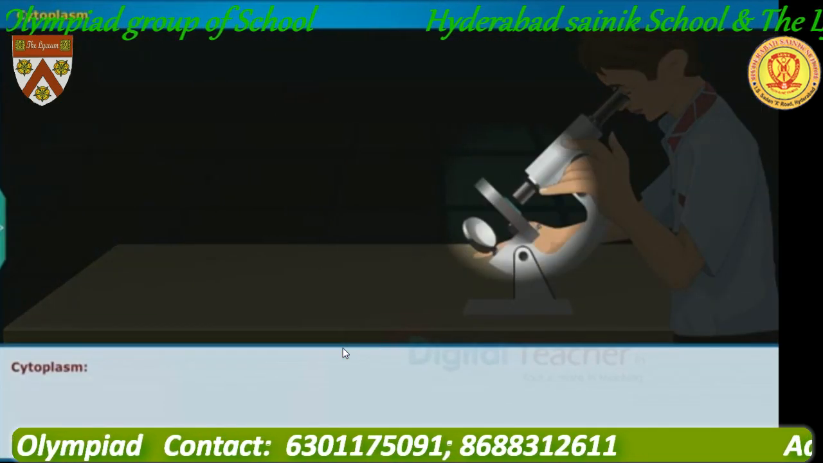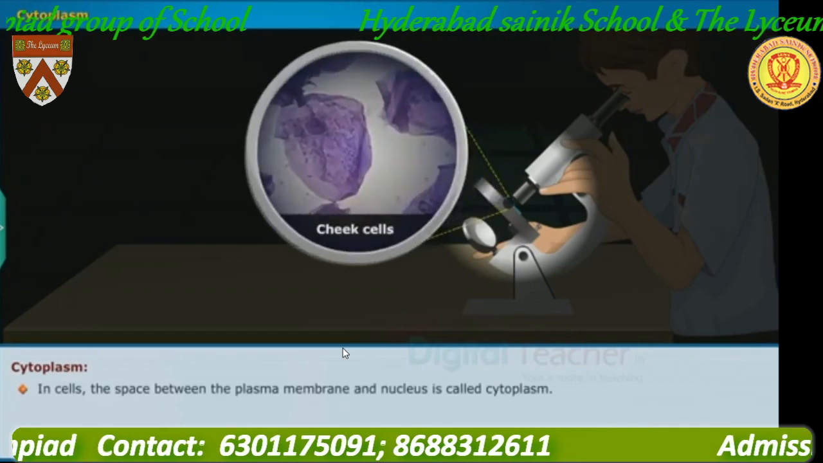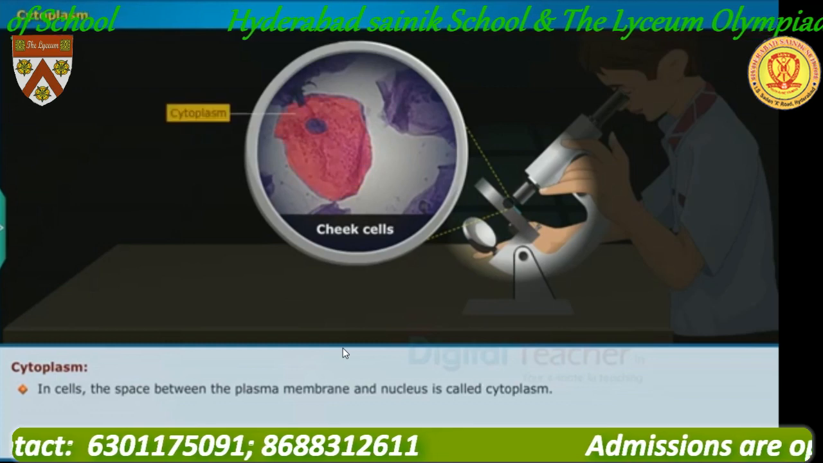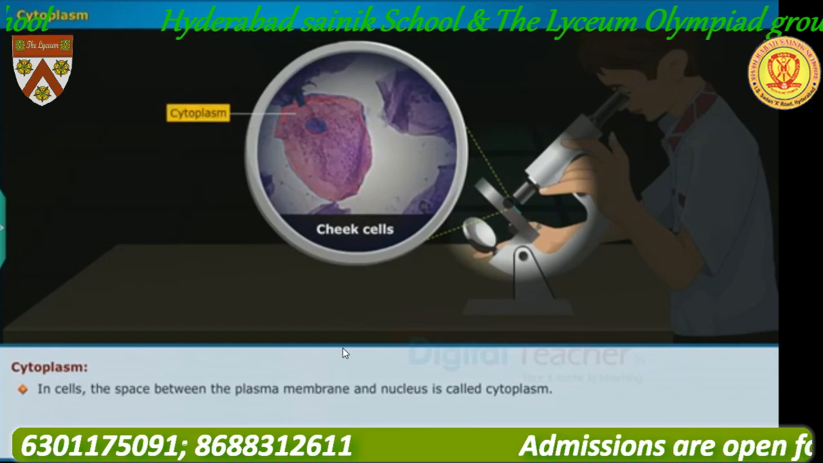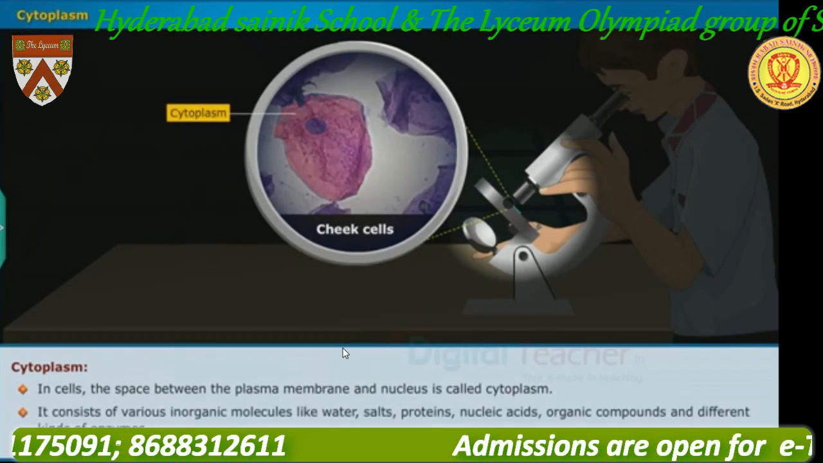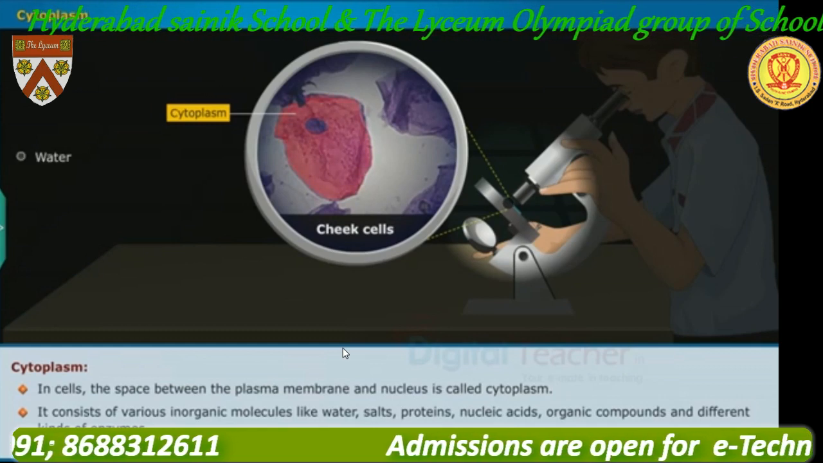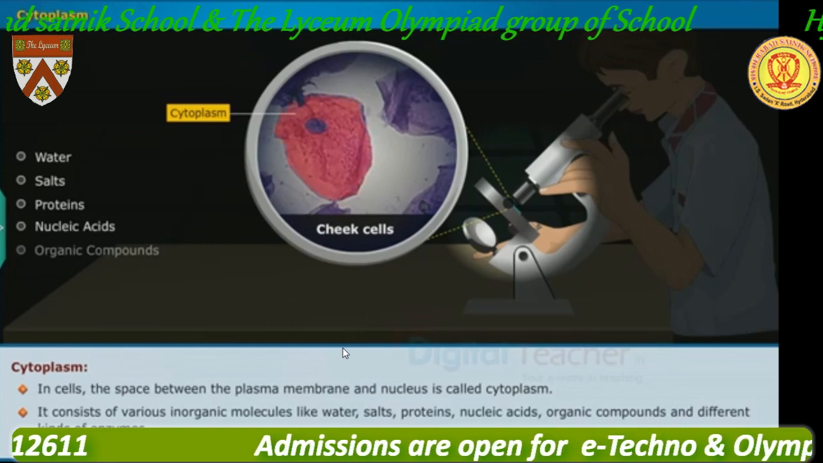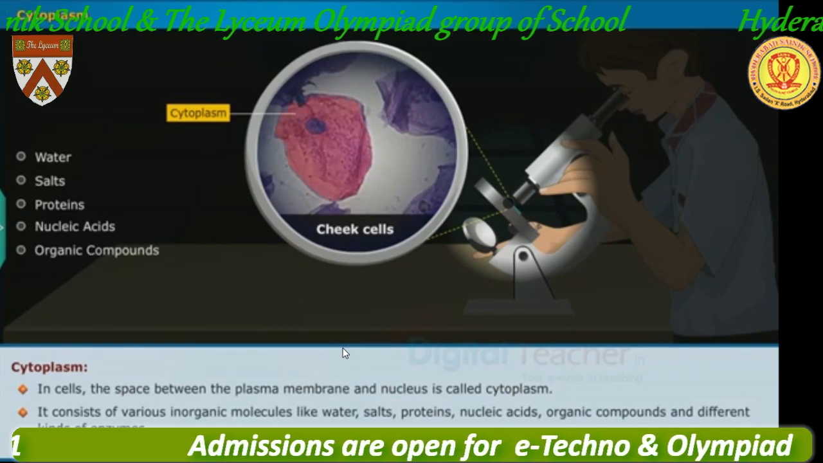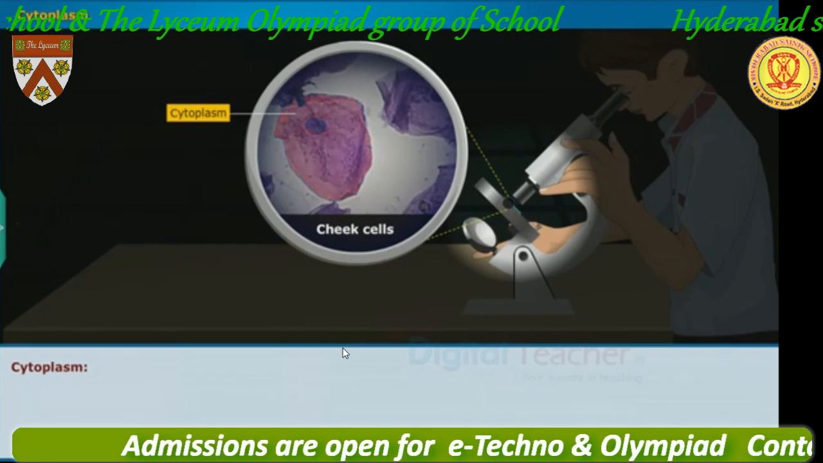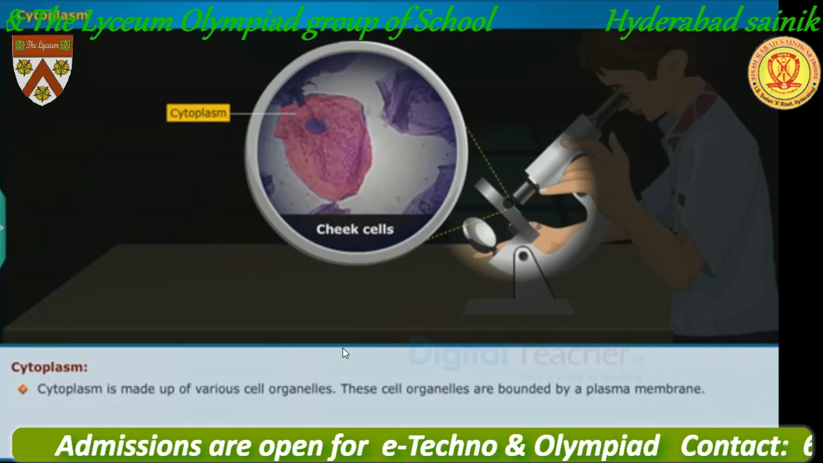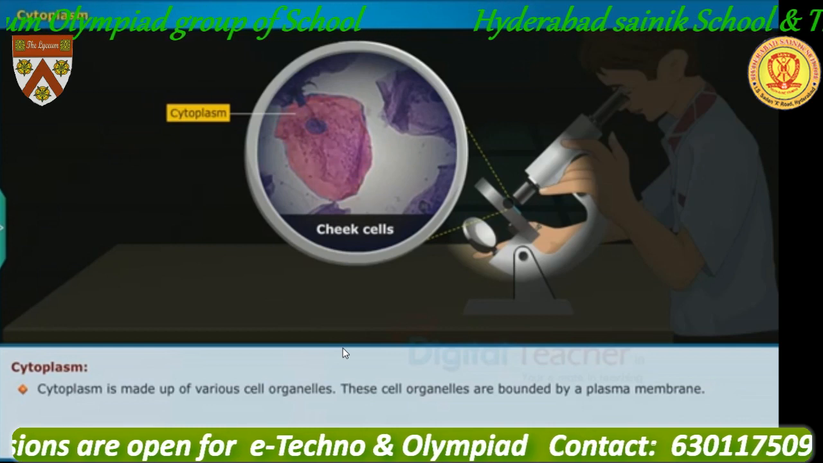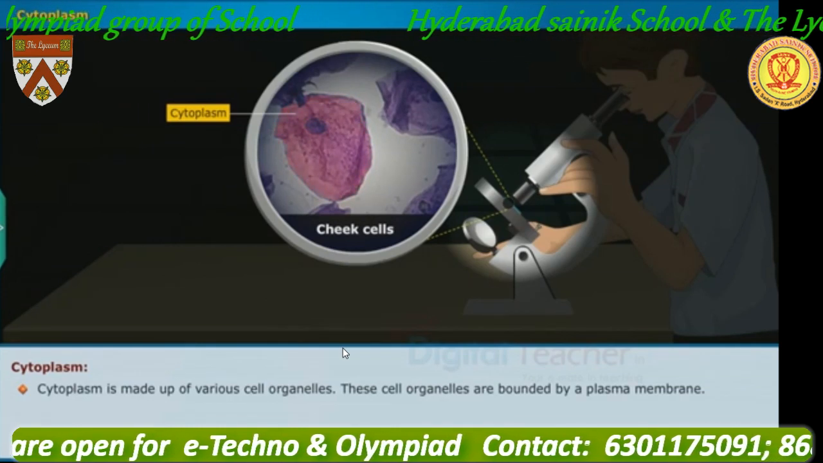Cytoplasm. In cells, the space between the plasma membrane and nucleus is called cytoplasm. It consists of various inorganic molecules like water, salts, proteins, nucleic acids, organic compounds, and different kinds of enzymes. Cytoplasm is made up of various cell organelles. These cell organelles are bounded by a plasma membrane.